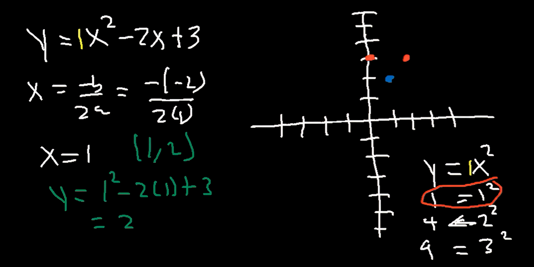Because 1 squared equals 1. Now, 2 squared is 4. So starting from your vertex, as you move 2 to the right, go up 4. 1, 2, 3, 4. Same thing here. 2 to the right, up 4. And that's a quick way you can plot this equation without needing a data table.